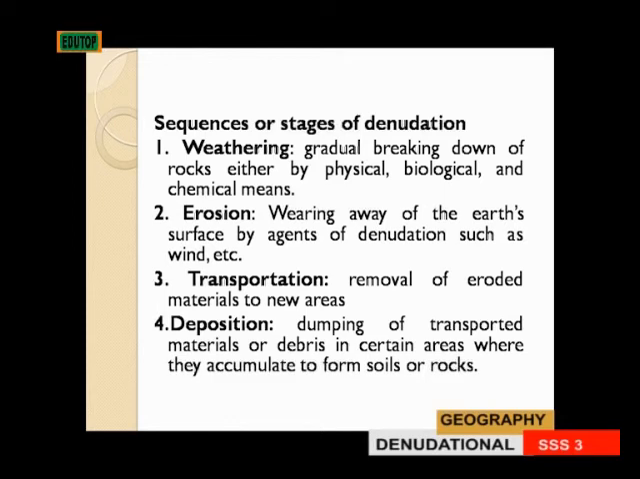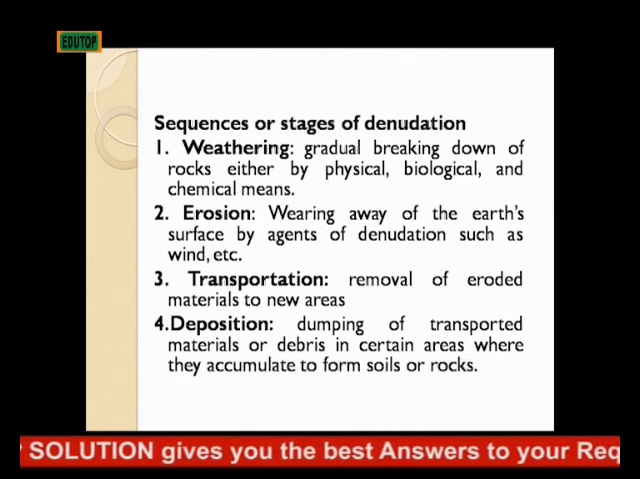Number 3 stage, or the 3rd stage here, is transportation. When these rock surfaces have been washed or eroded, they are removed or moved down from their original position or areas to new areas. And this movement is called transportation.